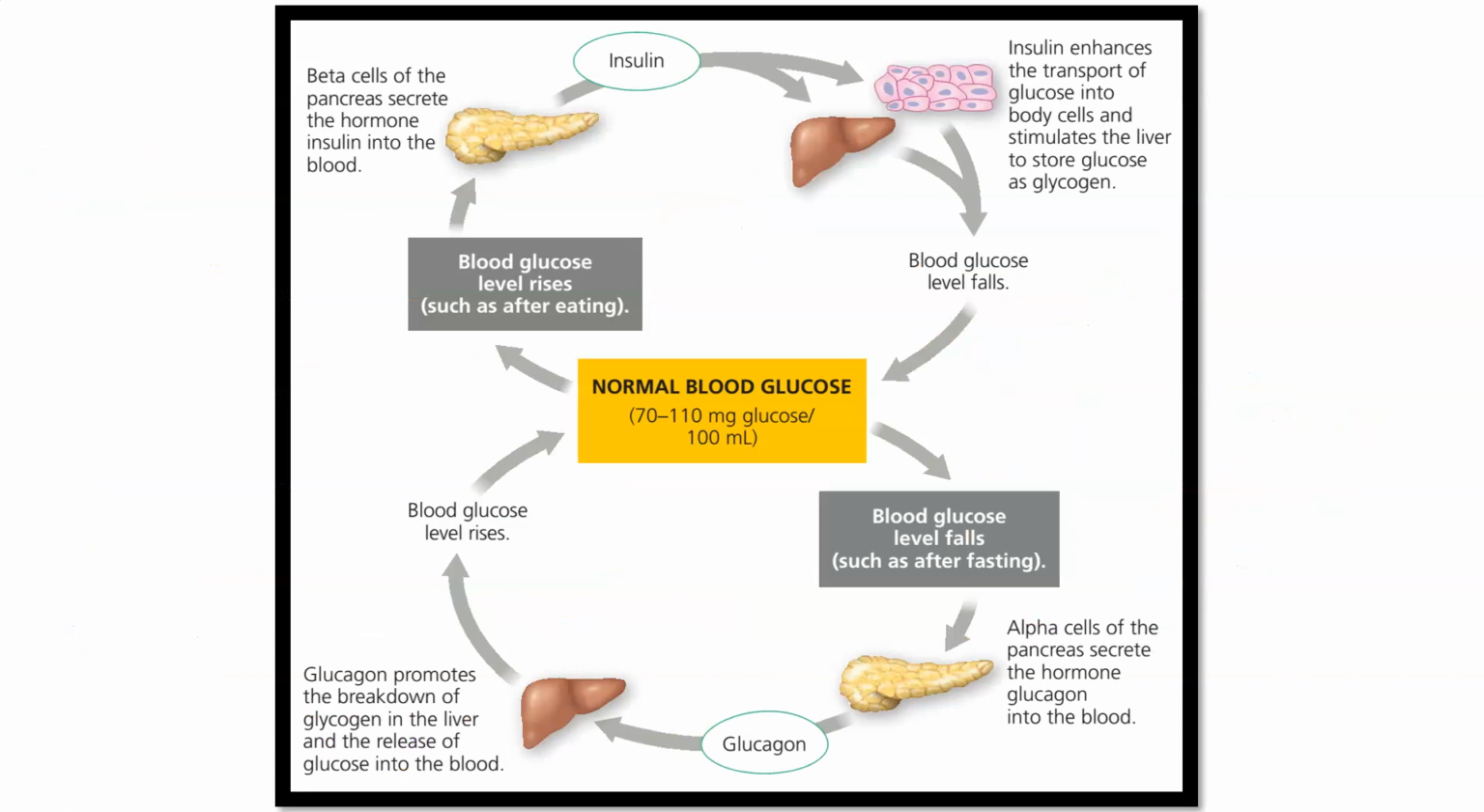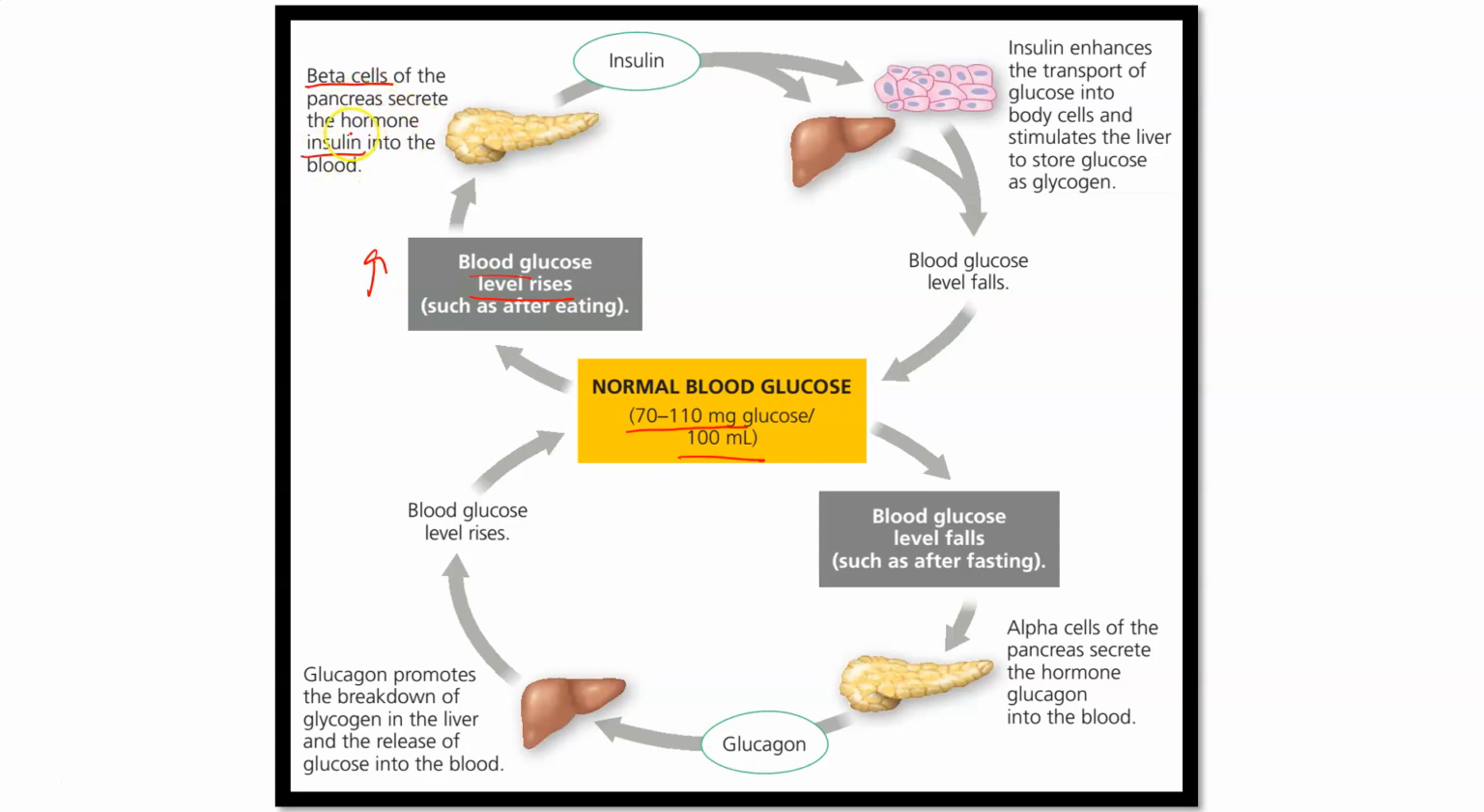Okay, so if you look at this diagram, this shows the mechanism of blood glucose level. It is maintained at 70 to 110 milligram of glucose per 100 ml. Okay, so if blood glucose level rises, so what happens? Makan banyak kan, blood glucose level increases. So it causes beta cells of the pancreas to secrete insulin.